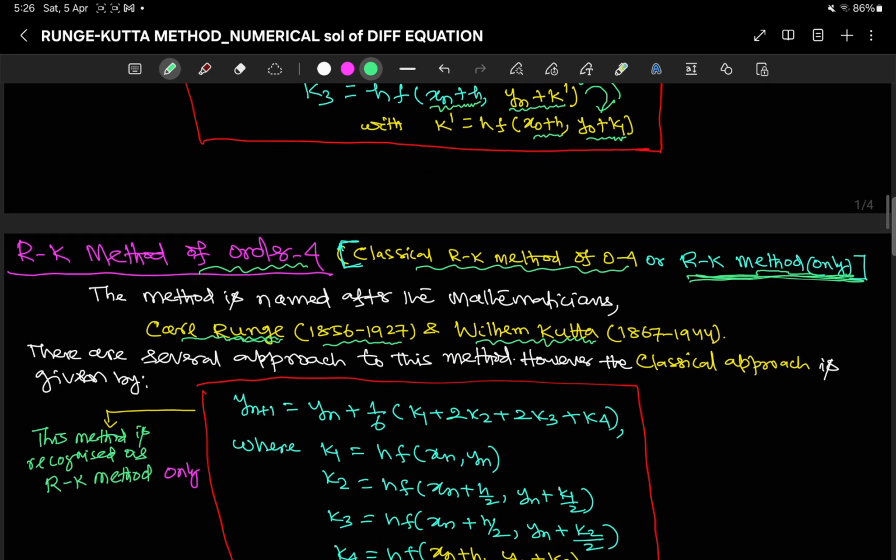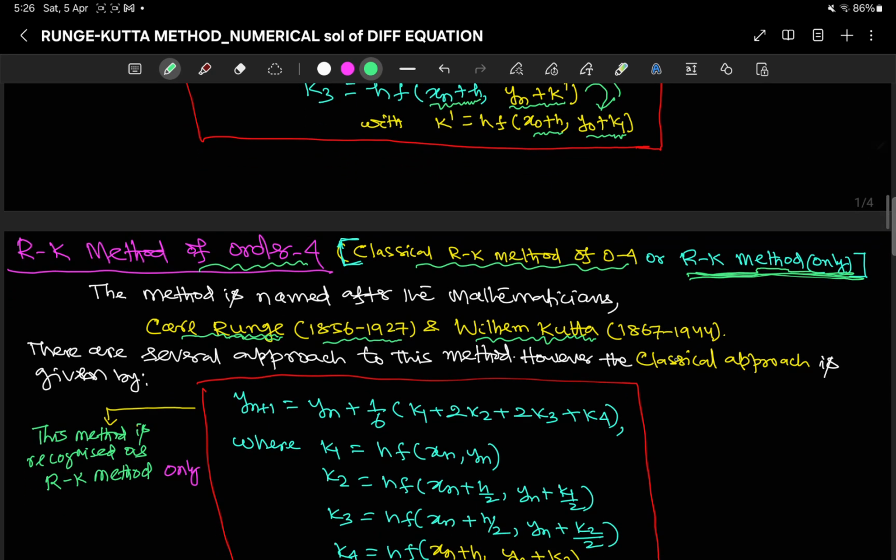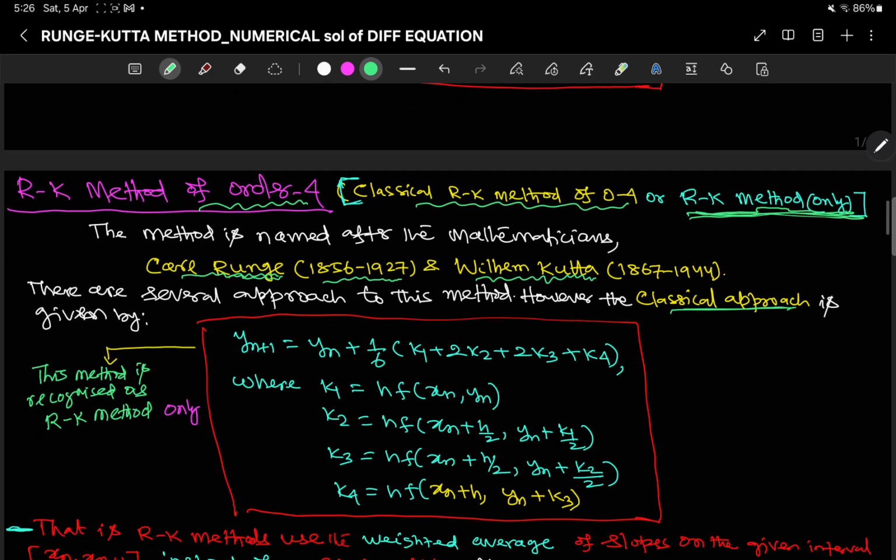There are several approaches to this method, however the classical approach is given by this: y_{n+1} is y_n plus 1 by 6 (k1 plus 2k2 plus 2k3 plus k4). You see, 1 into k1, 2 into k2, 2 into k3, 1 into k4, a weighted average. Here it is 1, here 2, here 2, here 1, so 1 plus 2 plus 2 plus 1 is 6. So we are taking the weighted average of the slope.